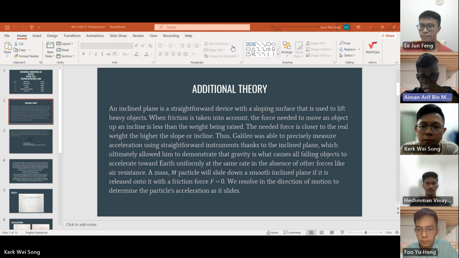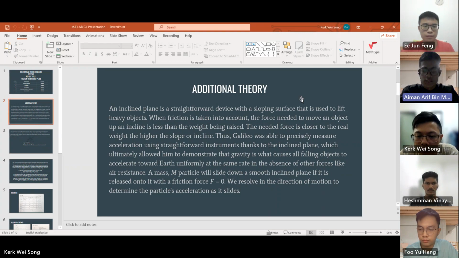So I will explain the additional theory. An inclined plane is a straightforward device with a sloping surface that is used to lift heavy objects. When friction is taken into account, the force needed to move an object up an incline is less than the weight being raised. The needed force is closer to the real weight the higher the slope or incline.